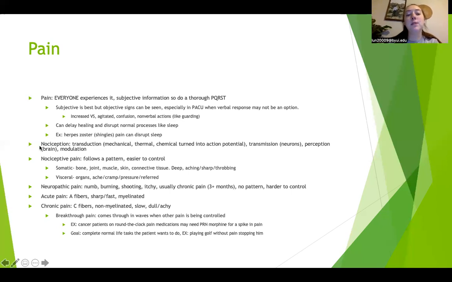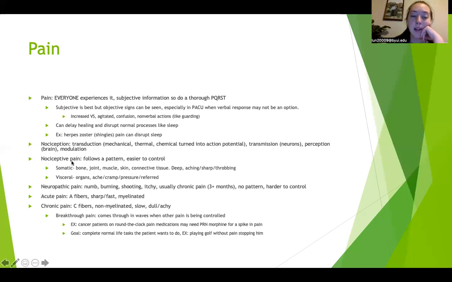Nociceptive pain. So nociception, this is that specific pattern. So nociceptive pain follows that pattern. And because it follows the pattern, it's easier to control. So this is like your somatic pain in your bone, joints, muscles, skin, connective tissue. It's deep, aching, sharp, or throbbing, or visceral, according to the organs, like achy, cramp, pressure, or referred pain. Remember, like visceral pain, most of the time you just need to give a medication to relieve it because it's so deep.